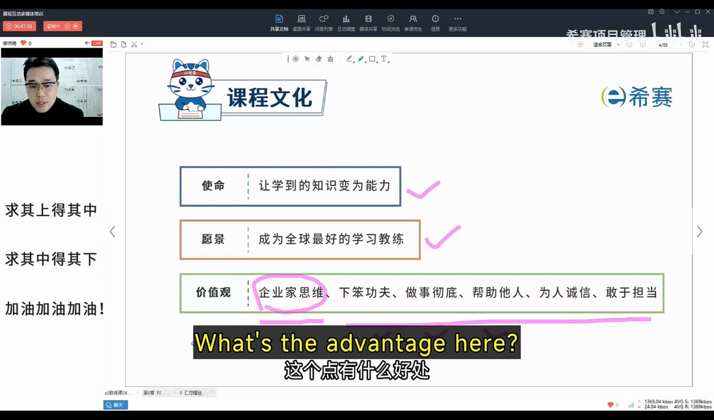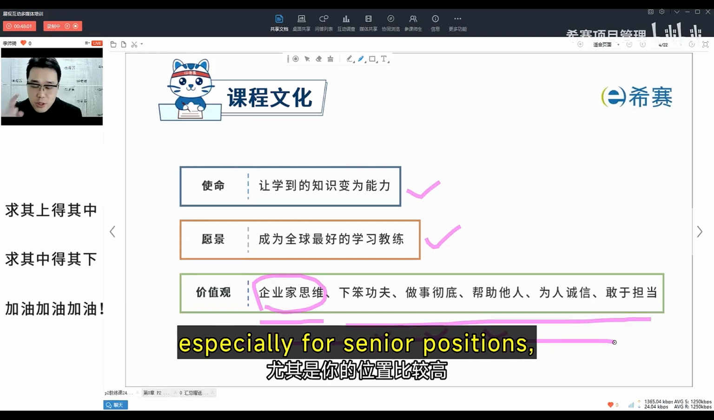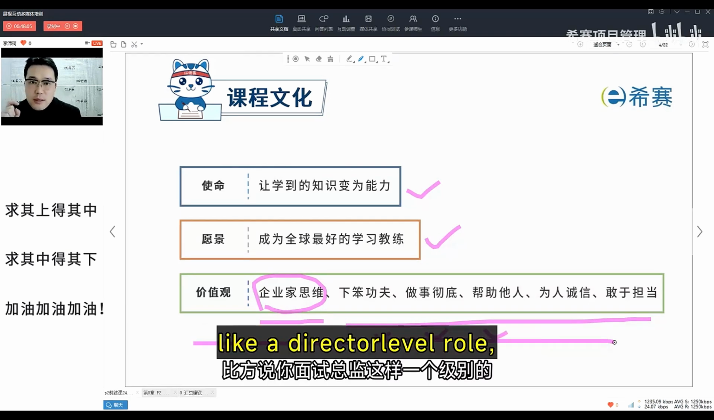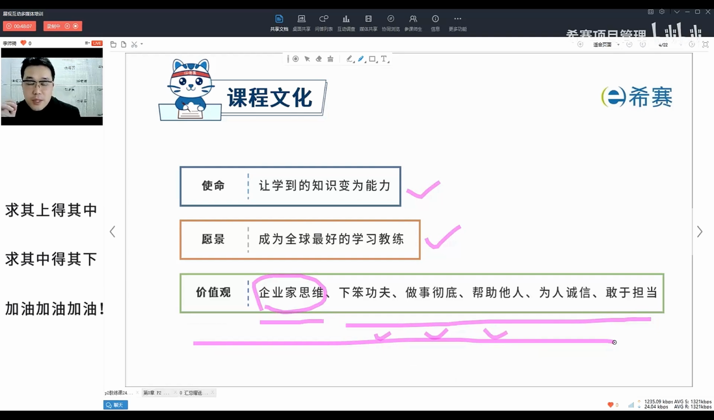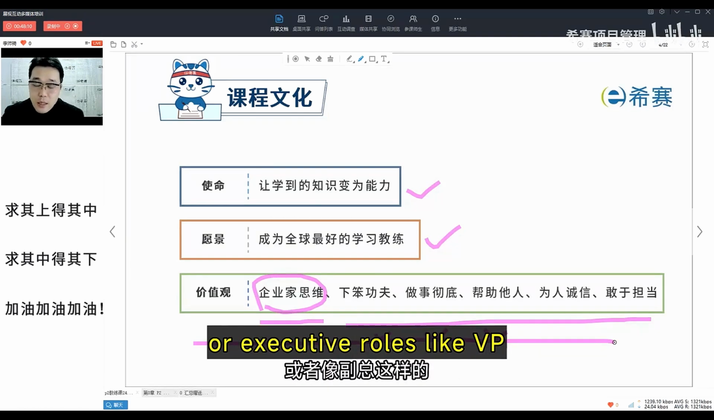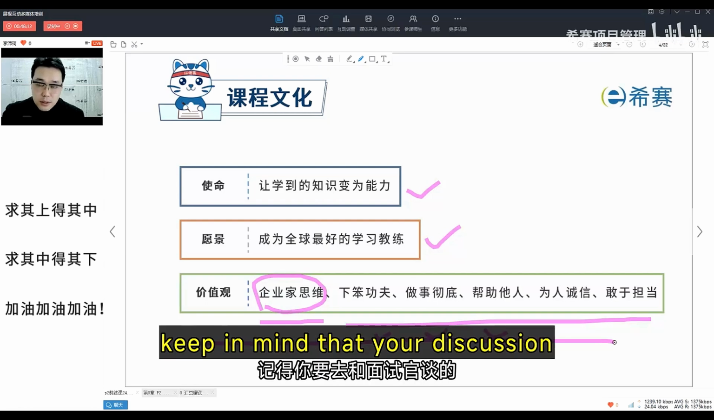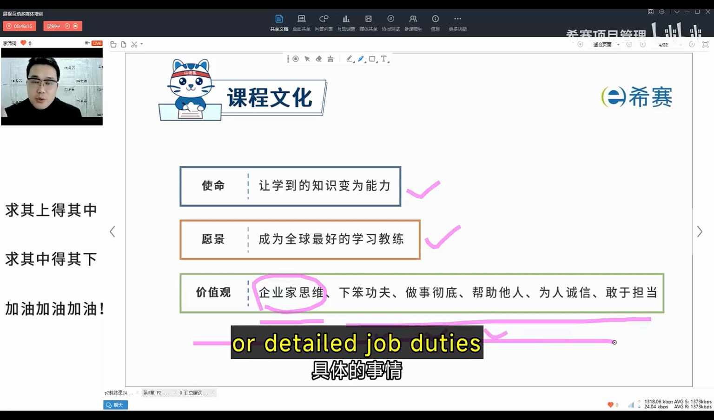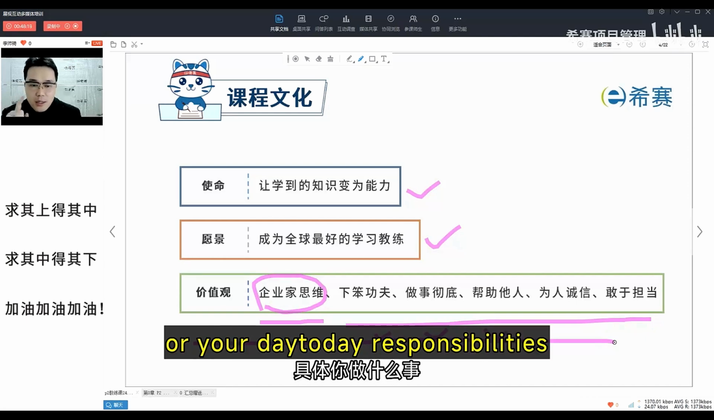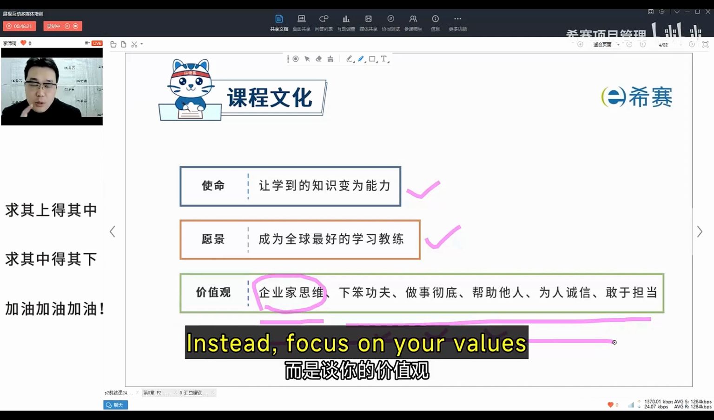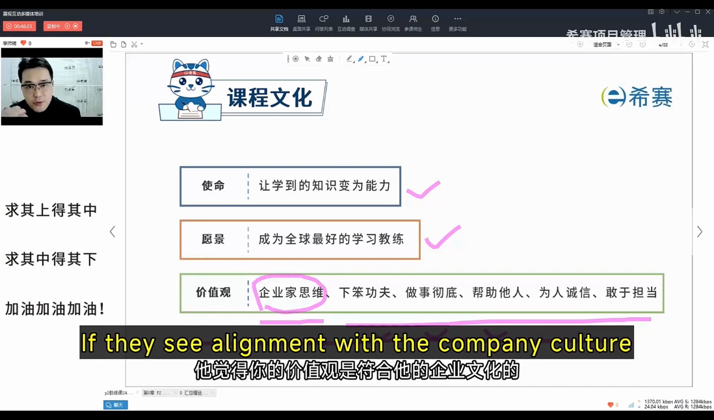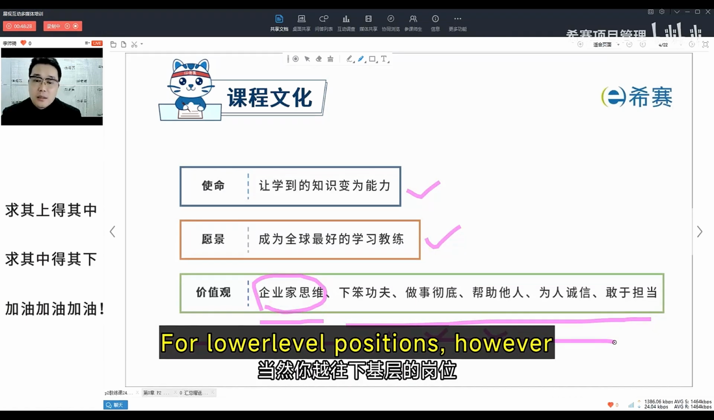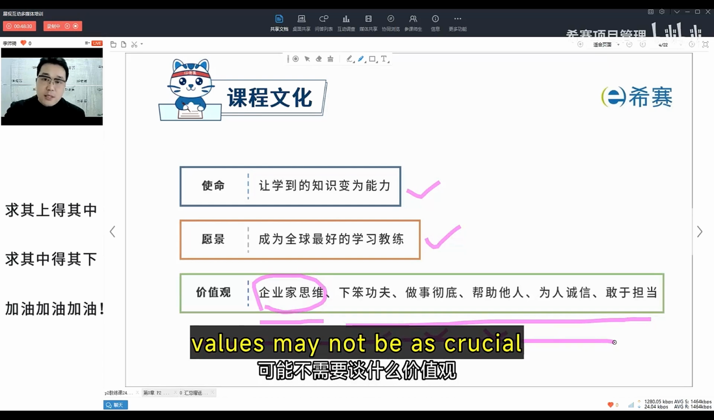What's the advantage here? When you're the interviewer, especially for senior positions, like a director level role. For senior level positions, or executive roles like VP, keep in mind that your discussion shouldn't focus on specific examples, or detailed job duties, or your day-to-day responsibilities. Instead, focus on your values. Articulate your values clearly. If they see alignment with the company culture, you're likely to land the job. For low-level positions, however, values may not be as crucial.